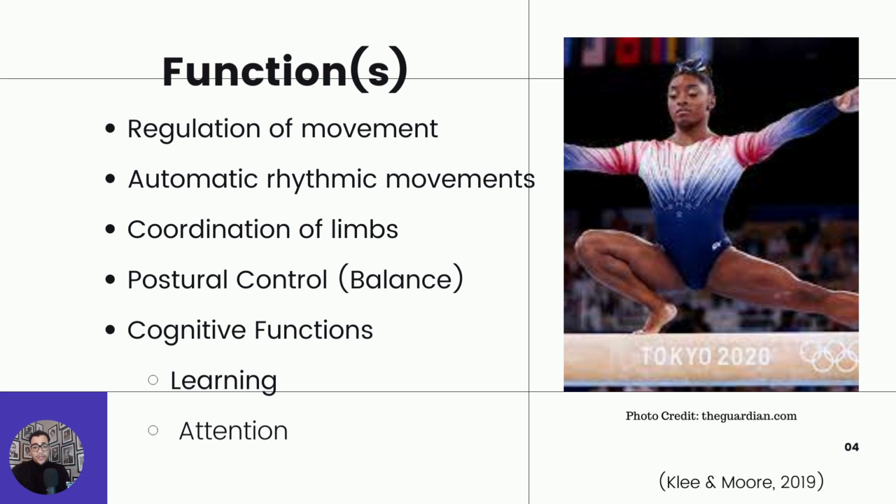Function-wise, now, when Simone Biles was killing it in the Olympics, okay, her cerebellum played a major role in that. It was active. And what was it doing? What it does: the regulation of movement, automatic rhythmic movements as well, coordination of limbs, and equilibrium, this $50 word which just means balance. And it also has a function in cognitive abilities such as learning and attention.